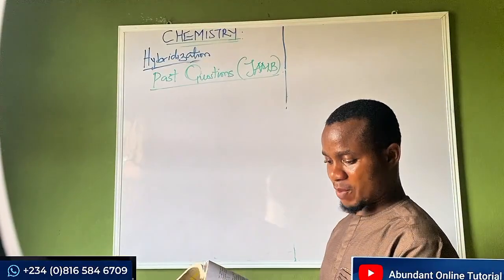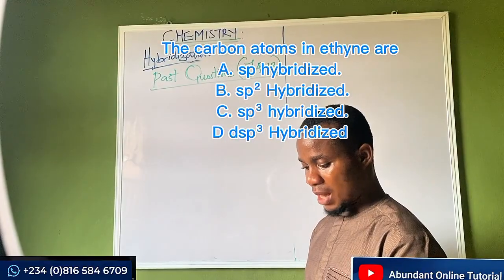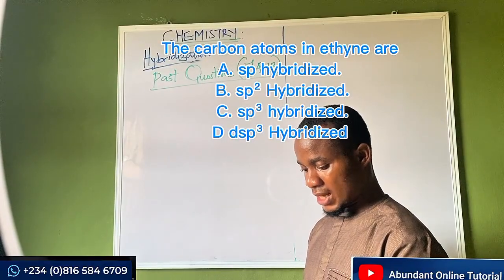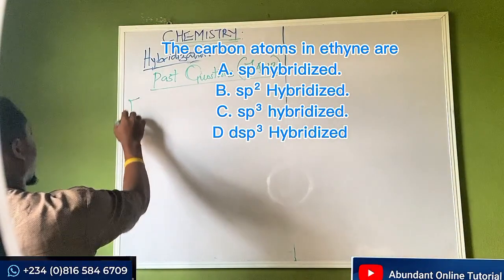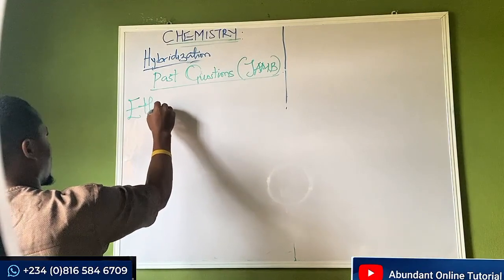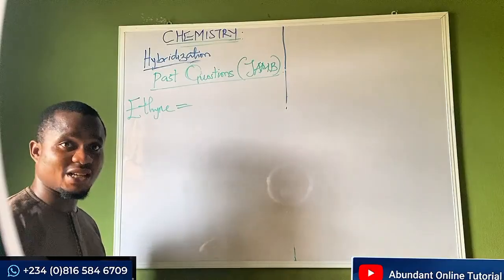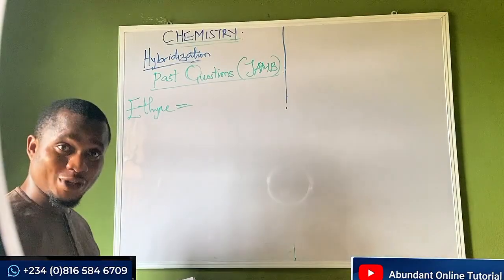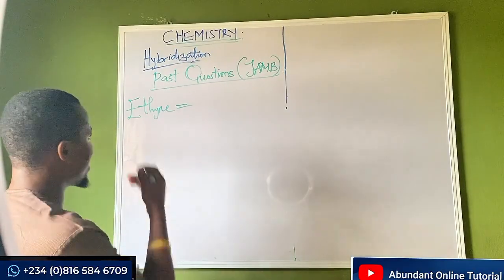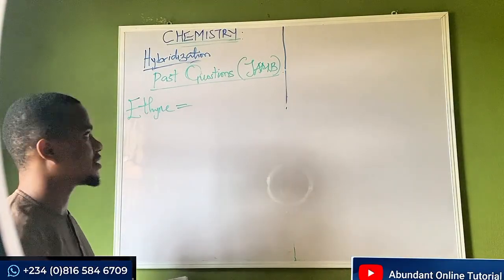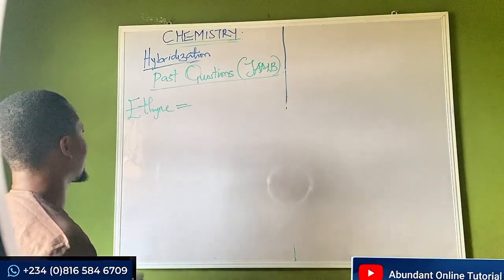All right, so let's treat the JAMB past question. It says the carbon atoms in ethyne are what? We are talking about hybridization now, and I know you know the answer because I have taught you. So just pause the video and drop the answer in the comment section before I solve it. Have you done that? Okay, let's solve it together.